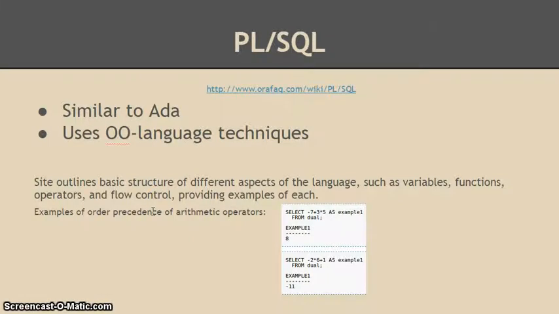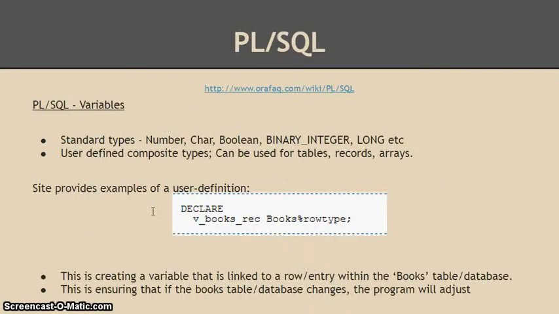This is the fact site from Oracle outlining programming with SQL. Similar to ADA in terms of syntax and structure. ADA is a high-level object-oriented language extended from Pascal. SQL borrows object-oriented programming techniques such as encapsulation and information hiding, aka private data. It also covers variables, standard types, user-defined composite types, and provides examples of these.